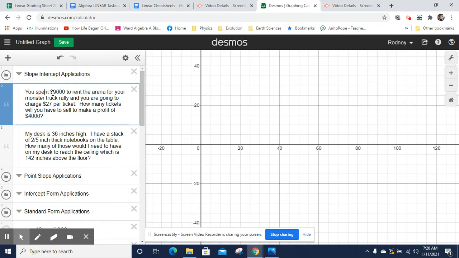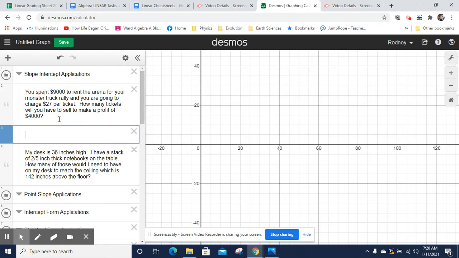That starting point is when you spent $9,000 to rent the arena. So we actually have a Y-intercept, which is 9,000, and we have a rate of $27. So we can set up an equation of y equals the rate of 27x. And the $9,000 is negative. That's money you spent.